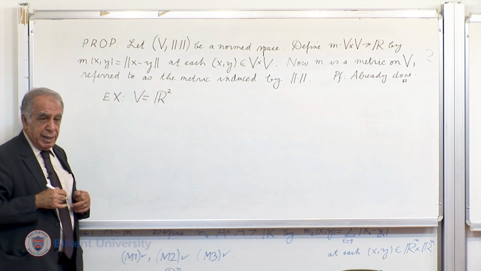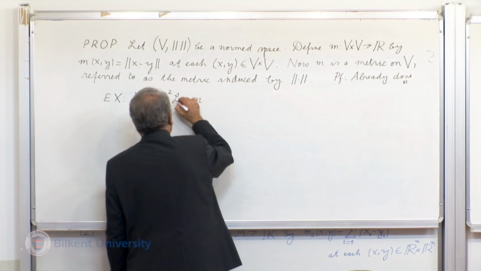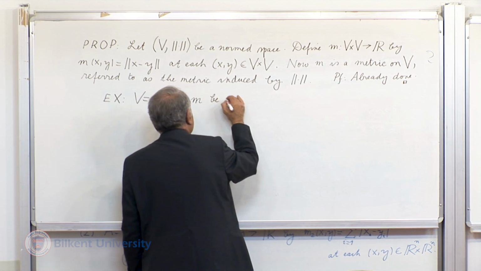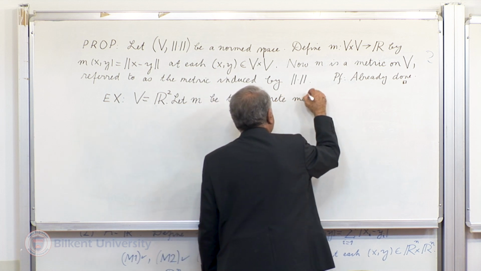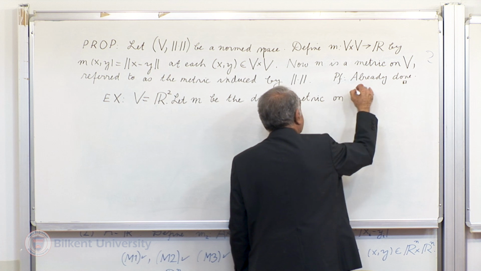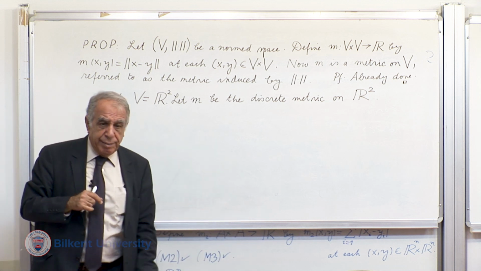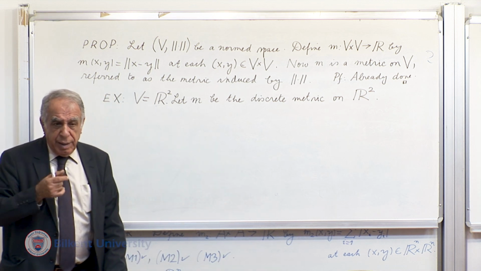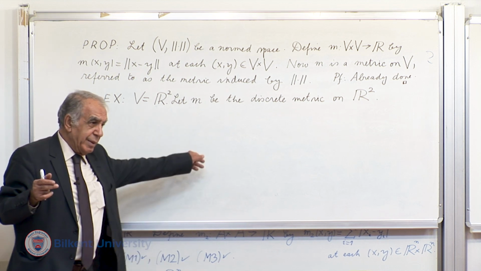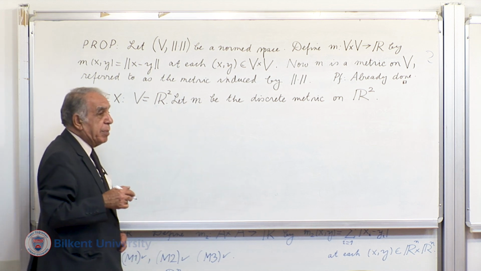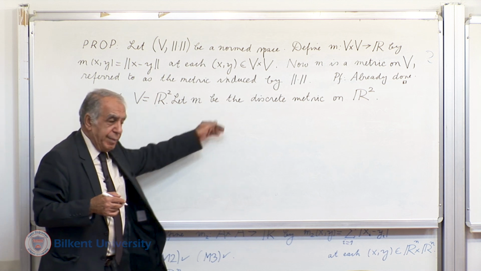It's a real vector space. Let M be the discrete metric on R2. That is, you take 2 points in the plane. If they're equal, according to this metric, the distance is 0. If they're not equal, 1. That's what this metric is. Now let's suppose that there is a norm on R2 which induces this metric.